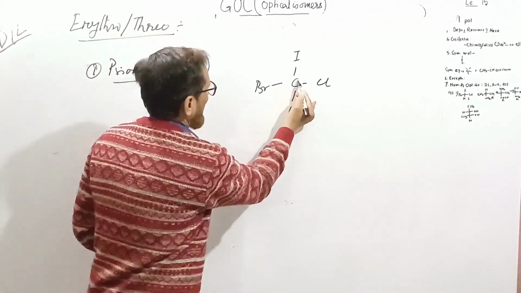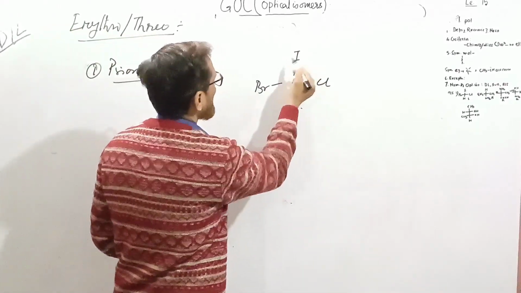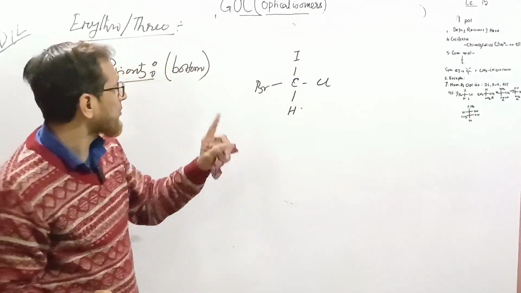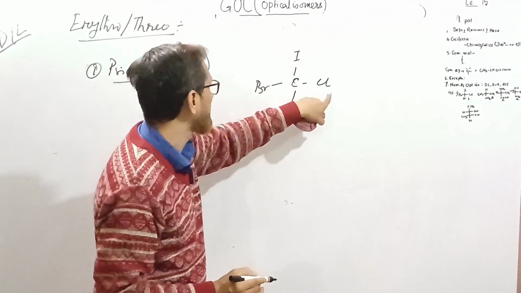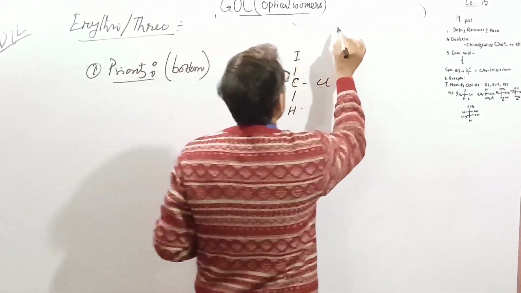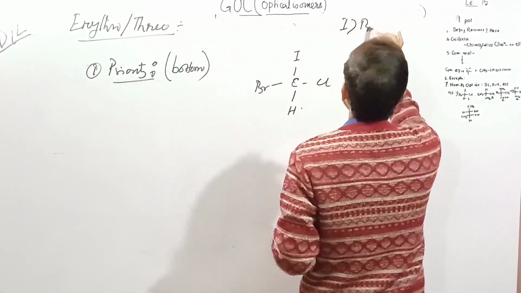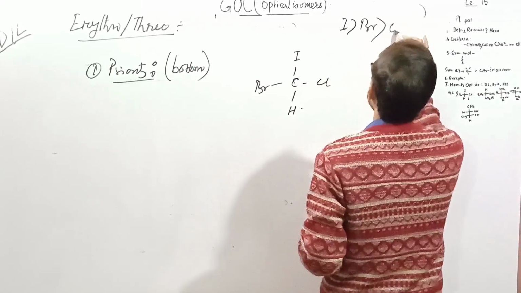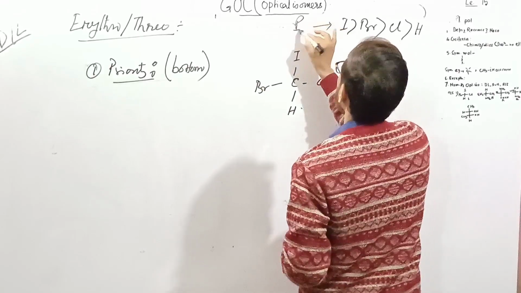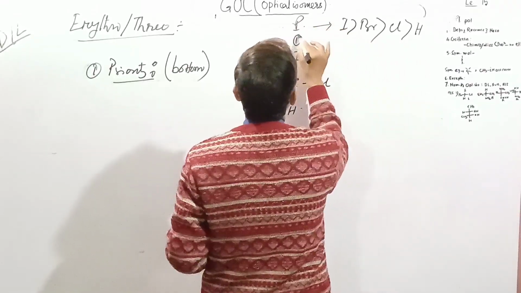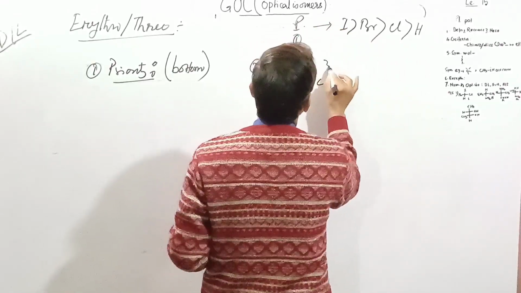Say the chiral carbon C has four different groups: chlorine, bromine, iodine and H. Here, in terms of priority order, the atomic number of iodine is highest, this is second, this is third, and this is fourth. The priority order in terms of atomic number is like this. Am I right? So this is 1, this is 2, this is 3, and this is 4.